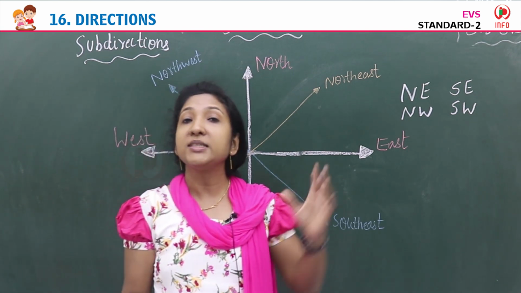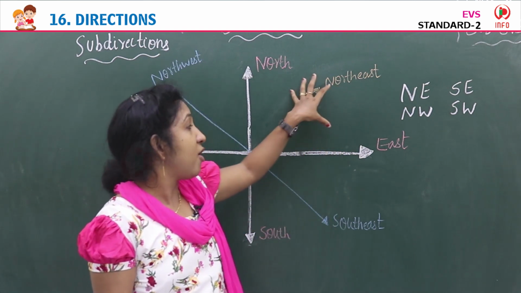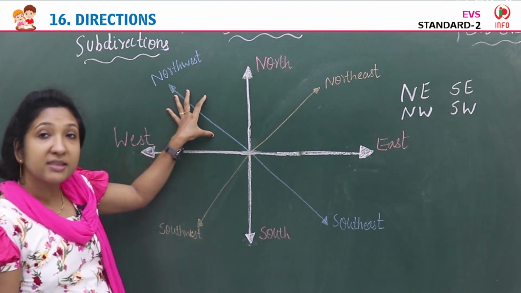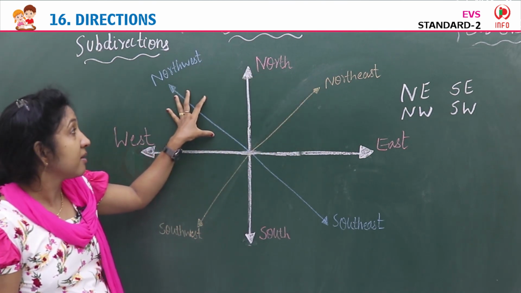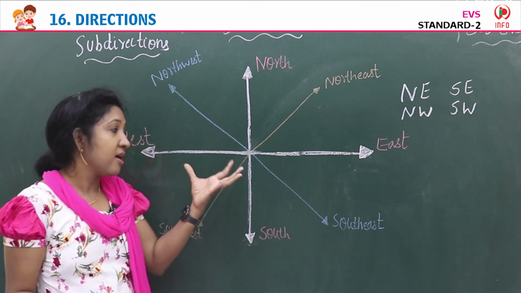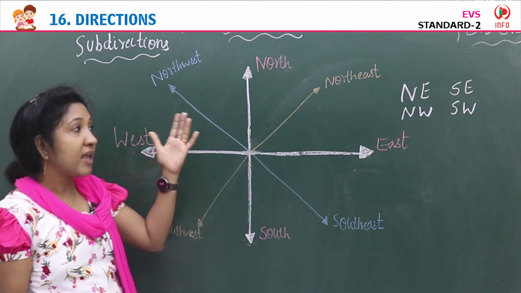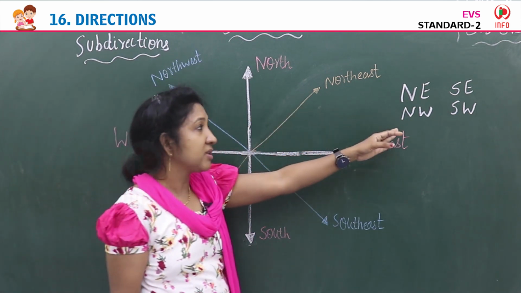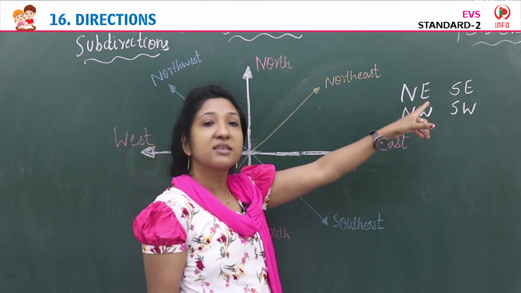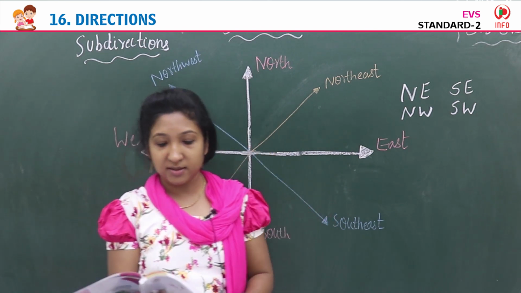There are 4 sub-directions also. The halfway between north and east is northeast. Halfway between north and west is northwest. The halfway between south and east is southeast. The halfway between south and west is southwest. So they are northeast, northwest, southeast, southwest: NE, NW, SE, SW. So these are the sub-directions.